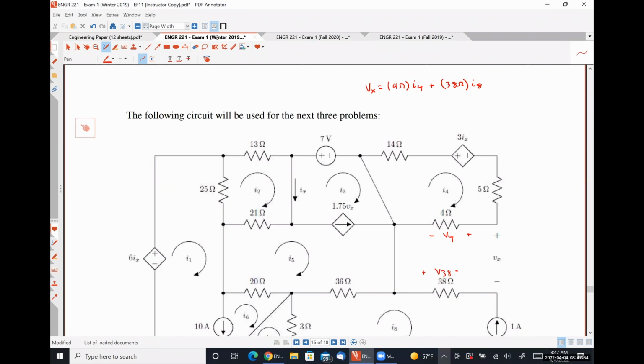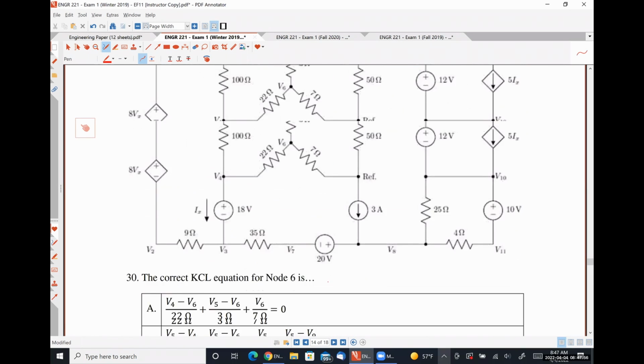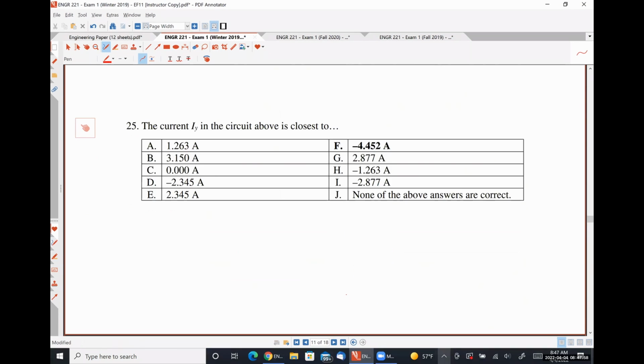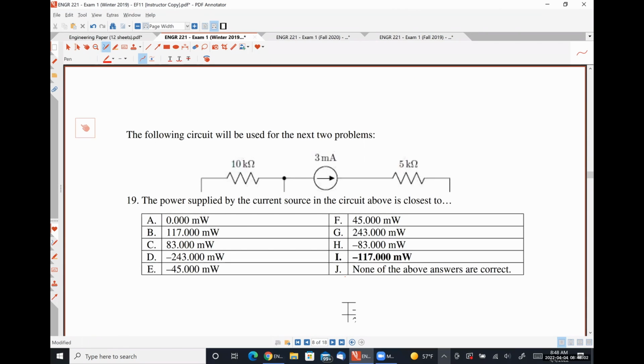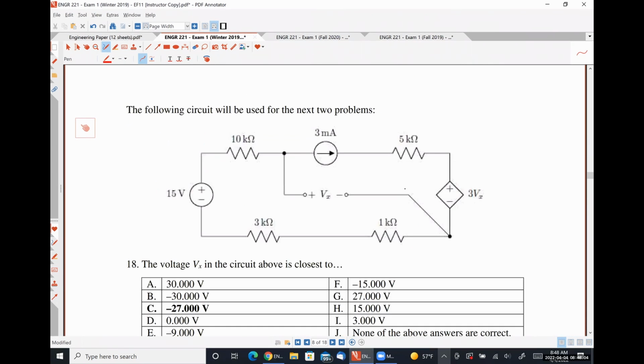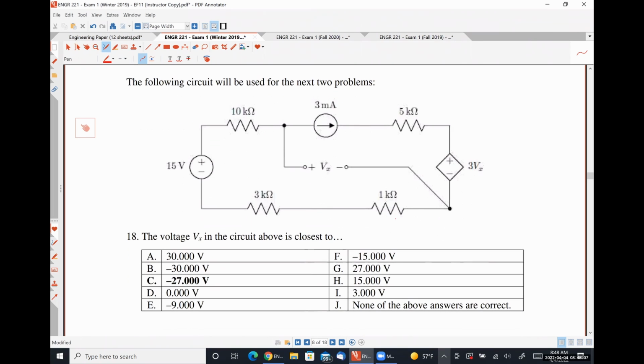Oh. 18 and 19. All right, let's see here.